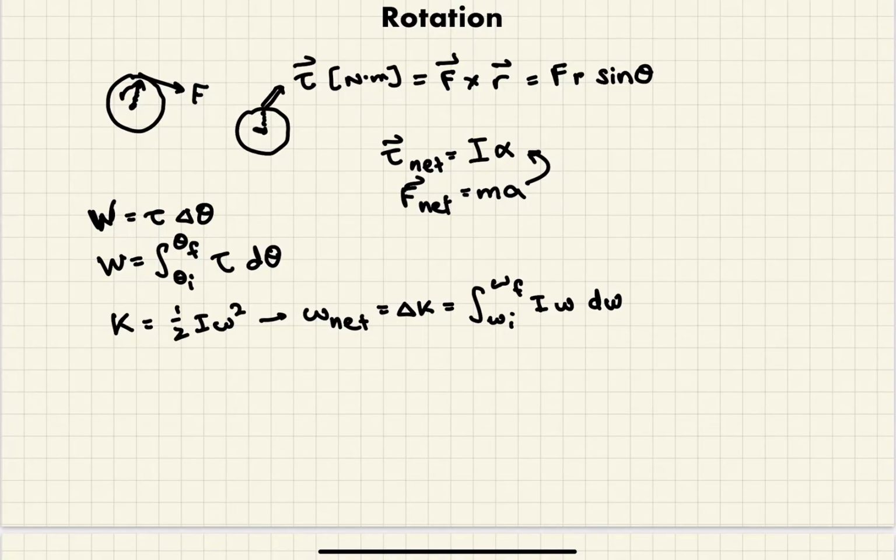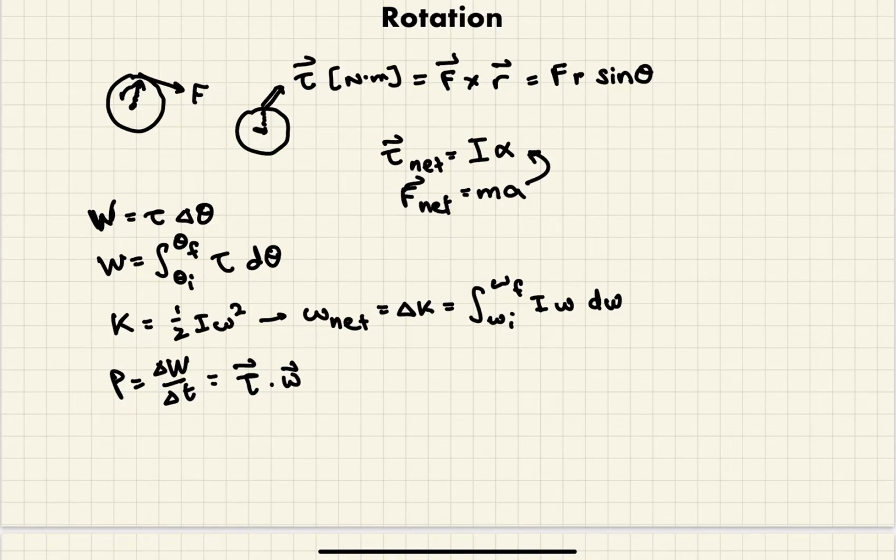We also have gravitational potential energy. That's basically the same thing. And then we have power. Power is the change in work over the change in time. And the instantaneous power is torque times omega, because the instantaneous power in linear motion was force times velocity. It's the same thing here.